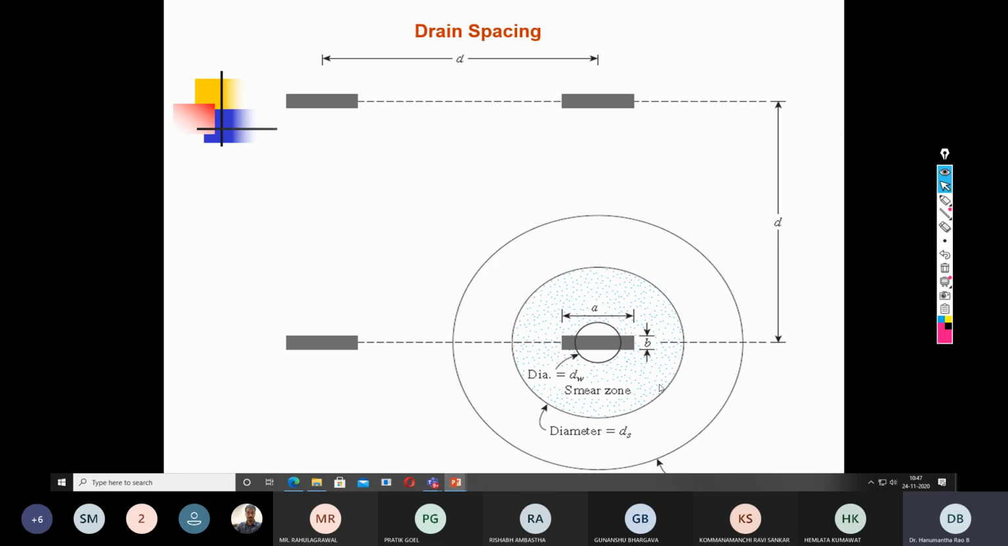So this is to understand about the PVD. In fact, the PVD is a rectangular geometry with width A and thickness B, but that is converted into an equivalent diameter, that is dW. Then there is a small inner circle. Then there is a zone of influence, that is called the smear zone, and the overall zone of influence, that is the equivalent diameter.